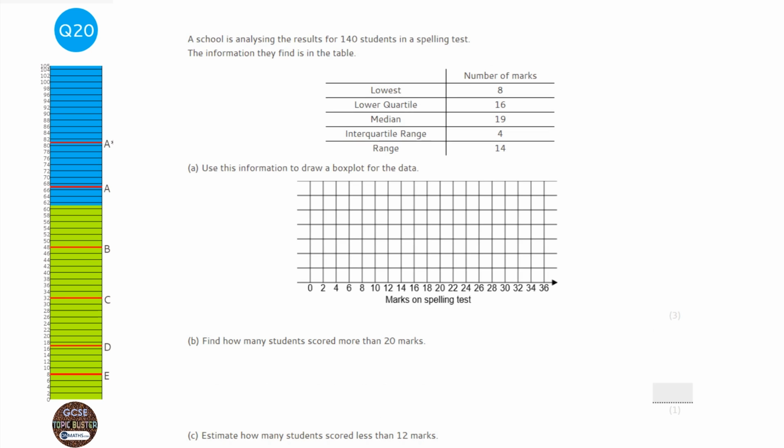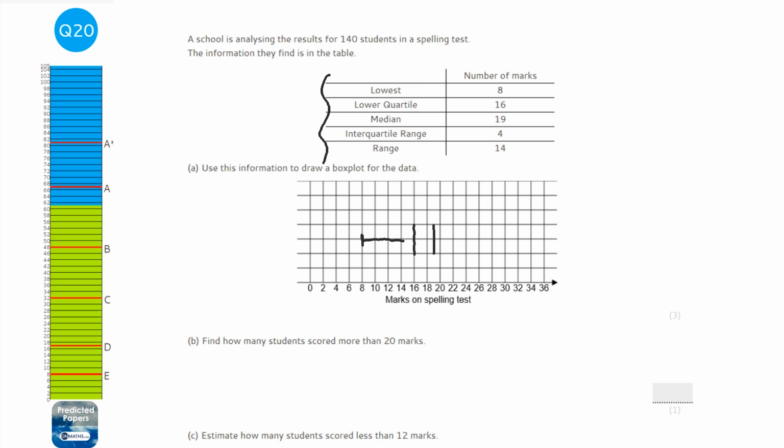Okay, so boxplot question. Now, it might be tempting to think that the information here is all you need to plot on the box plot. Well, it's not quite that simple. The 8 is the lowest, so I can plot 8. And the lower quartile is 16, so that's fine. I can plot that. And the median 19, I can plot that. But then I'm not given the other two that I need to plot.